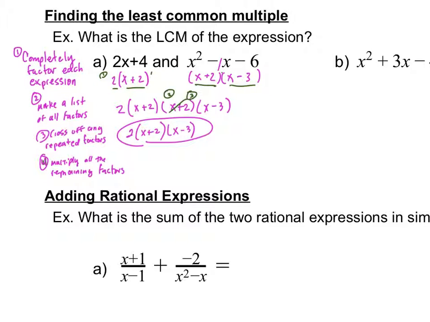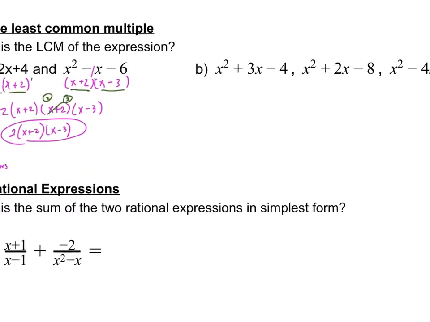Okay, so what we did was we completely factored each expression, and then we made a list of all the possible factors, and then we crossed off any repeated factors, because right here we had x plus 2 to the first, x plus 2 to the first, and so we crossed off one of them because we didn't need 2. Then we multiply all the remaining factors, so we brought everything down into one composite answer. So there we go. That is the process that you want to use.